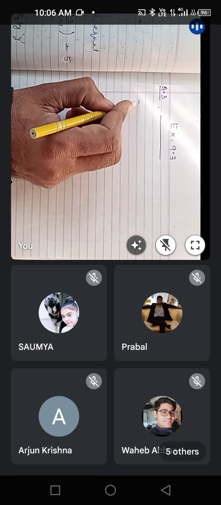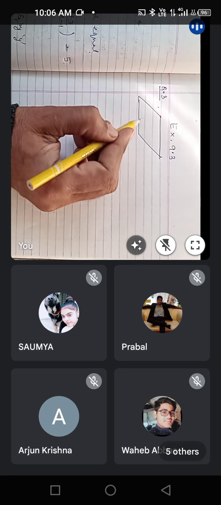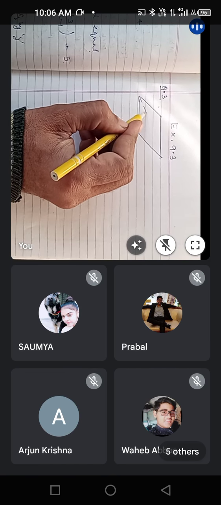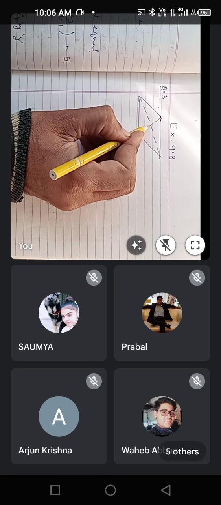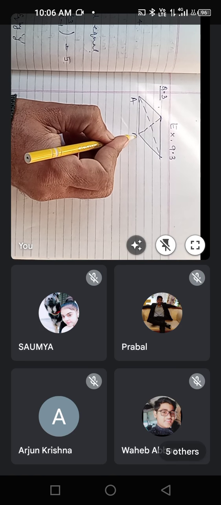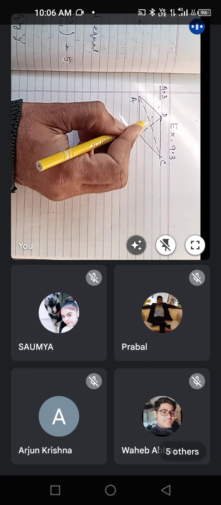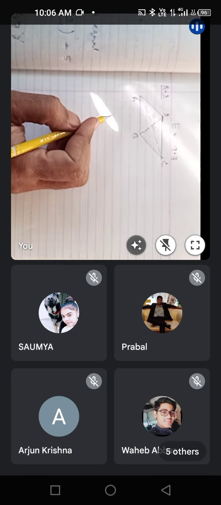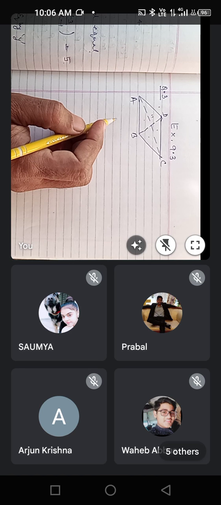This is a parallelogram here, and you have to prove that these two diagonals divide this parallelogram ABCD into four triangles, 1, 2, 3, 4, of equal areas. All are having equal areas. Okay, write down.